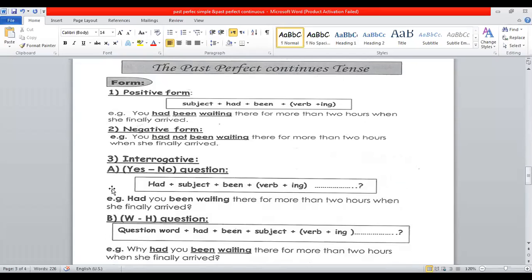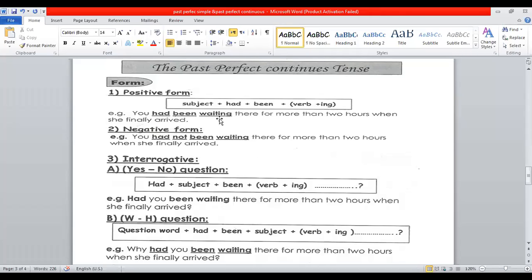But here in the past perfect continuous, you will use had plus been plus verb ing. Okay, had plus been plus verb ing. Like this example, you had been waiting there for more than 2 hours when she finally arrived. Here, if you look carefully at this example, you'll find that we have had plus been plus verb ing, and this is called past perfect continuous.